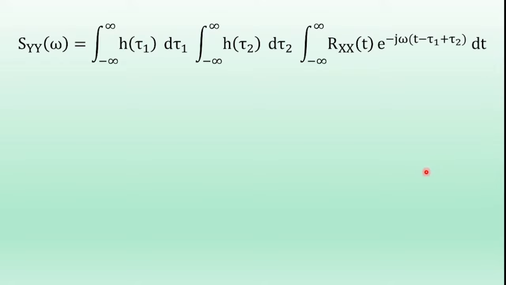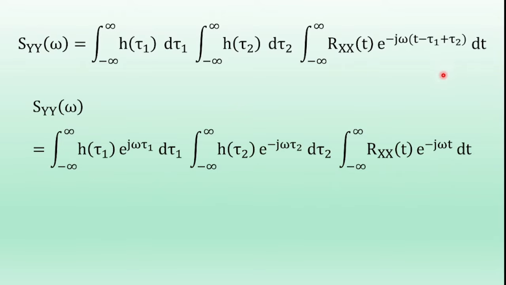d tau is dt. So this exponential term is split into three terms: e power minus j omega t, e power j omega tau 1, and e power minus j omega tau 2. So the RHS term of the above equation is rearranged as the integral from minus infinity to infinity of h of tau 1 e power j omega tau 1 d tau 1, times the integral of h of tau 2 e power minus j omega tau 2 d tau 2, times the integral of Rxx of t e power minus j omega t dt.